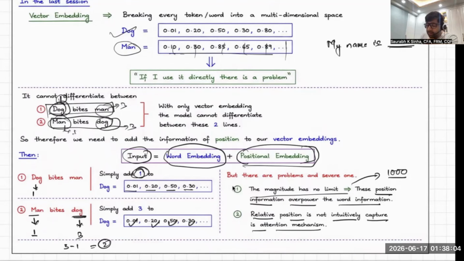And if I do 1 minus 3, then it is telling me that, hey, dog comes before the man. So the relative information, whether the dog comes before or after the man and at what position, is getting captured. I never said that the relative position never got captured. What I said is that in the self-attention mechanism, which we'll study in the upcoming session, the relative position will not intuitively get captured. Why?